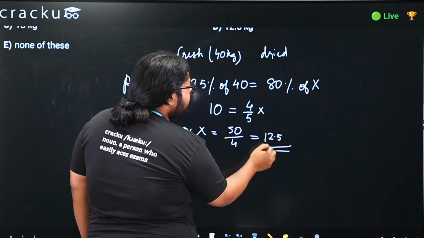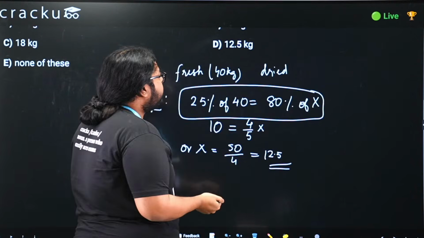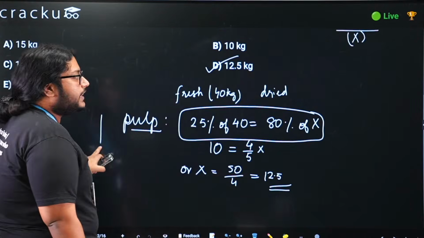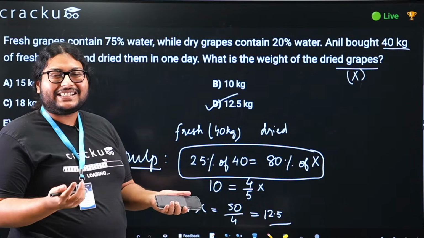So very simple question. This was the only logic that we needed to keep in mind while solving this. Option D should be the correct answer here. So to all the guys who marked option D, well done, you got it correct. Let's move on to the next question, guys.